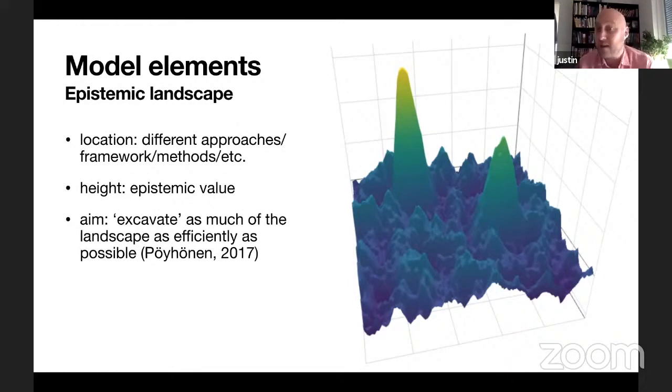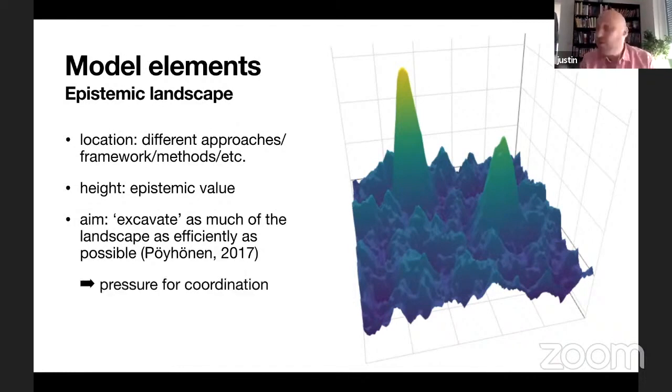And the challenge is to find them, but not just find them. The aim here is not just to discover those two peaks as you are wandering around this epistemic landscape. The aim is actually to excavate as much of the landscape as efficiently as possible. So what I mean is, if people are wandering around this landscape trying to find a cure, it's not just that they have to get to the theory or the approach where the cure is. They have to do some work when they get there. They have to do some research and then publish a paper. And once they've done that, that peak is less useful because we know something about it already.